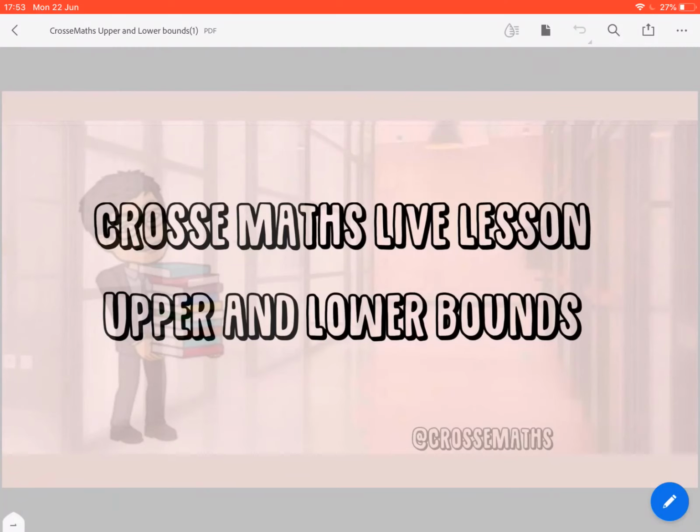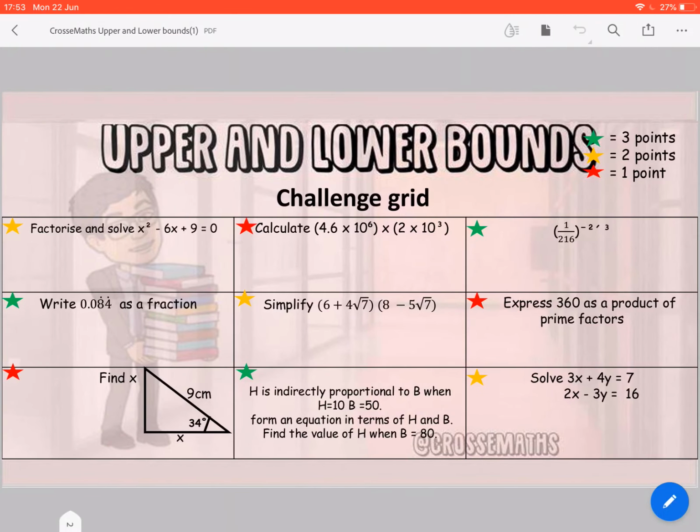Okay, this is higher tier today and we're going to be doing upper and lower bounds. So what I'd like you to do is pause the video for me. Pause it here and have a go at the challenge grid in front of you. Loads of topics to get on with and take your time, okay? 18 points altogether. Right guys, so you should be done now. If you paused it just then, we should be done and we should be ready to go.